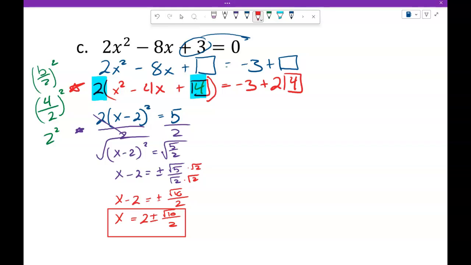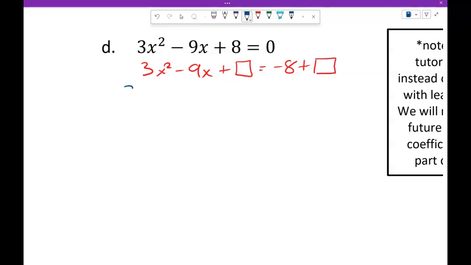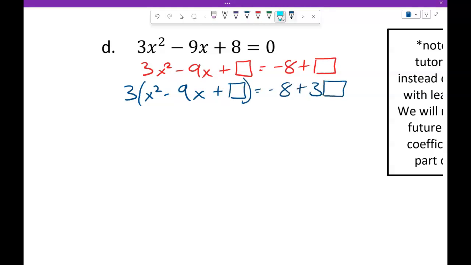Let's do a couple more examples. We move our constant. We factor out the leading coefficient. Because we factored out a coefficient, we need to remember to multiply on the right-hand side. Now our b over 2 squared.